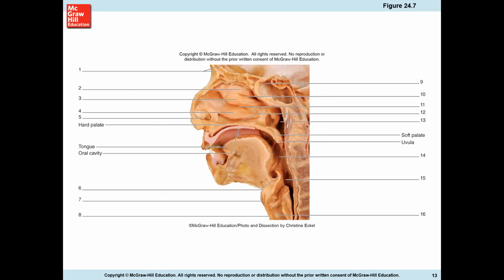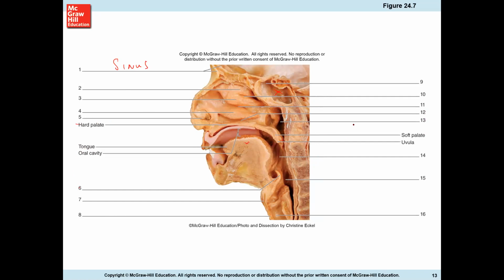All right, so here's a little practice. They give you little areas like the hard palate again, which separates. I'm sorry, I forgot to mention the sinuses, right? The frontal sinus here. Go through these and see if you can figure out. Here's the sphenoid sinus. Here's your uvula. This is your tongue, oral cavity.